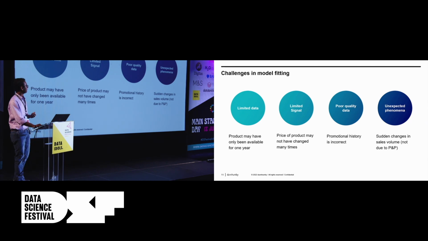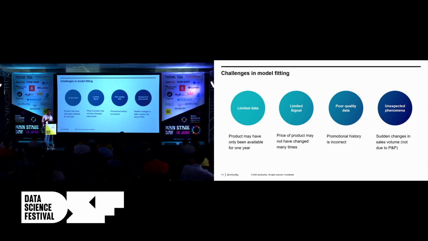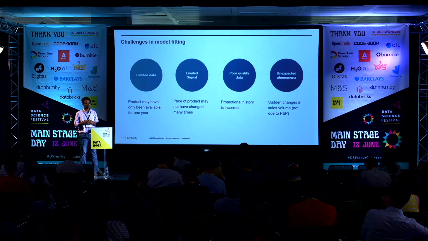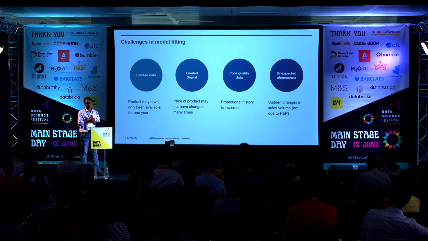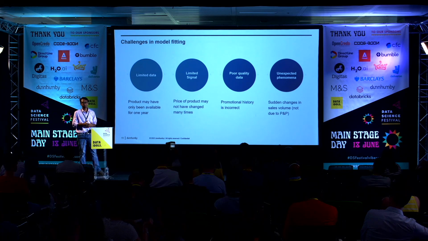So far we have described the price optimization problem, explained why we need a demand model, what the key variables in the demand model are, and what characteristics we want to see in our demand model. Now let's talk a bit more about the different challenges that we face while fitting the demand model and the different techniques that we use in dunnhumby to overcome those challenges.